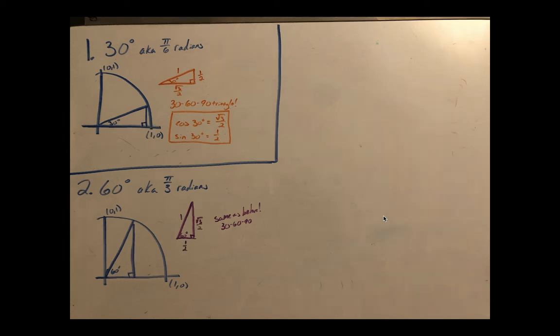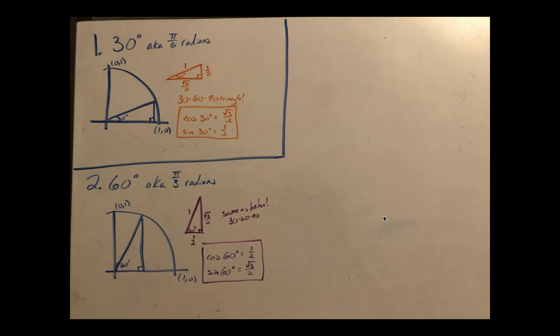So that means this time the horizontal leg is 1/2 and the vertical leg is root 3 over 2. Which means that for 60 degrees, the cosine of 60 degrees is 1/2, and the sine of 60 degrees is root 3 over 2. So same numbers as before, just in different places.